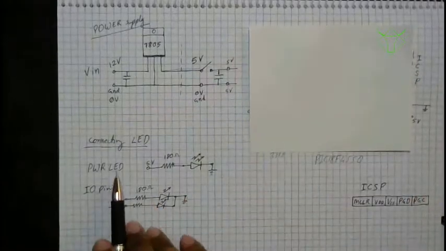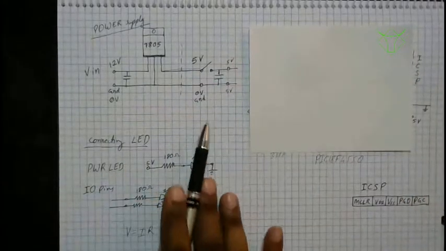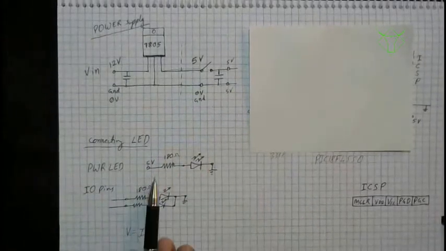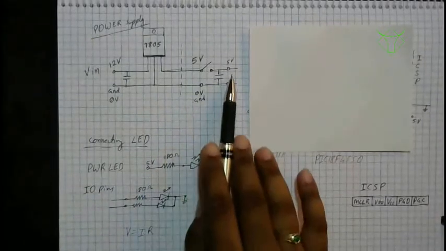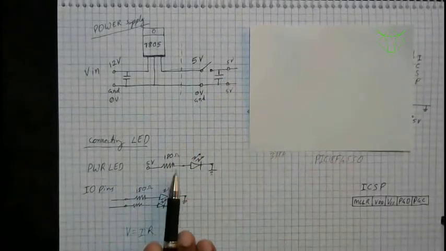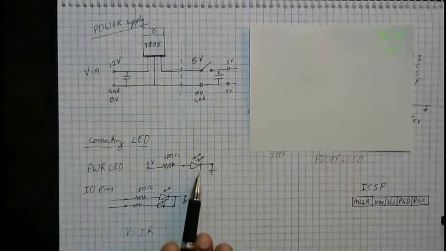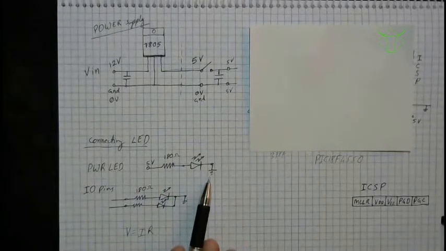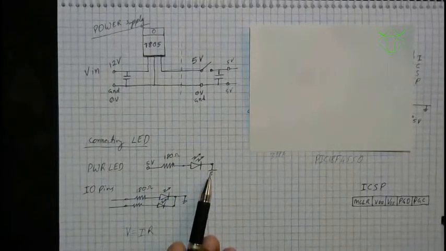Okay, one more thing is, in case you want to indicate the power, like when you switch this on, you want to know if the board is on or not, you can connect an LED. So this 5 volts here is connected to the resistor, and through the resistor there is an LED connected, and the other pin of the LED is connected to the ground or 0 volts.